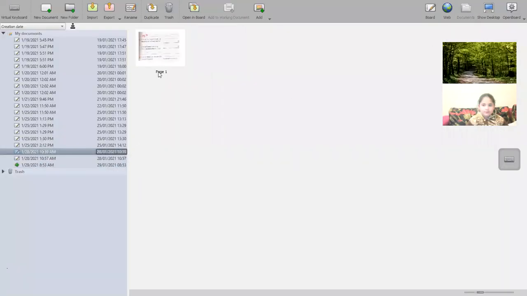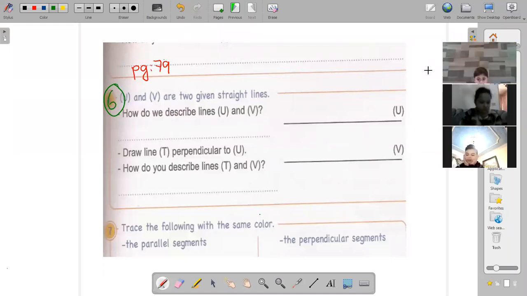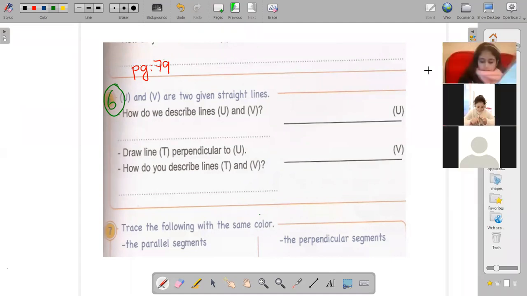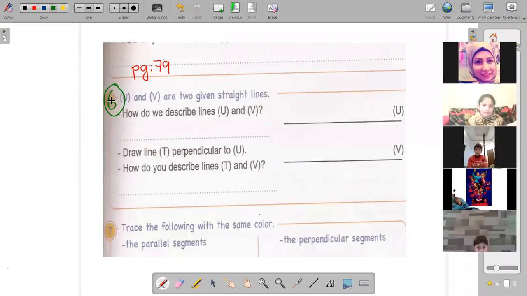Right. Now let's start correcting our homework, exercise 6, page 79. Is the explanation of exercise 5 clear? Did you check the educational files? Yes, it was so easy. And how do we draw parallel lines? Is it clear how we draw parallel lines? Yes. Okay. Let's start doing exercise 6, page 79.